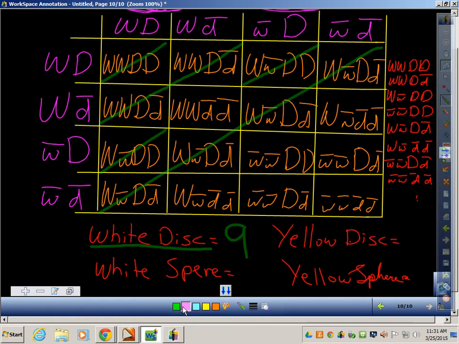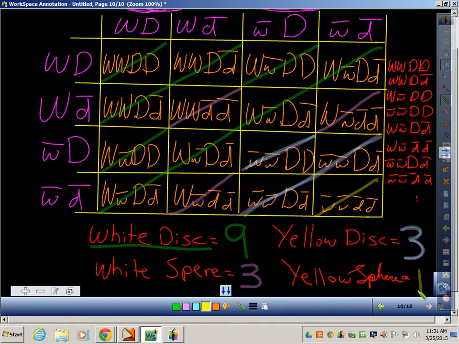Next one. White sphere. What's this one? White sphere. Any more white spheres? Next one we're looking for is yellow disc. Oh, no, I didn't change my color. Why didn't I change my color? Sorry, guys. It's my fault. Let me do that for you so you can tell. And then the last one, it's only one, yellow sphere.